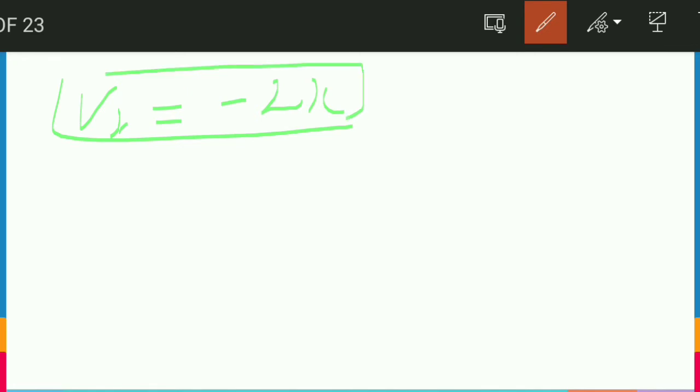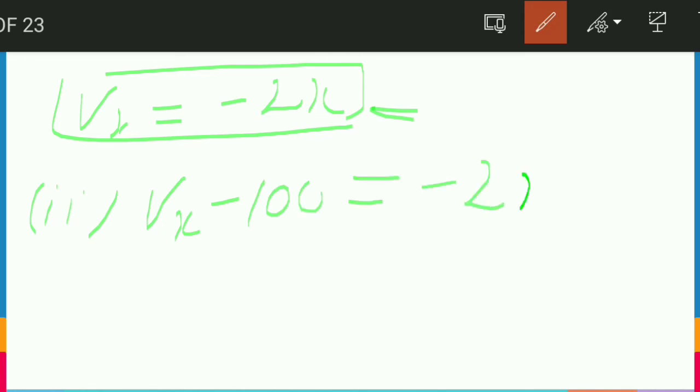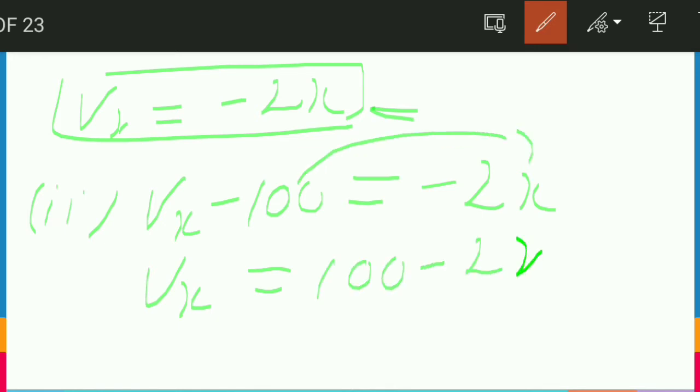So friends, I hope this part is clear, that this is our answer for the first part. For the second part, what we can write is Vx minus V naught, where V naught is 100, so put it as 100 and the RHS will be the same, minus 2x. So our new potential will be what? 100, we take this here, 100 minus 2x.